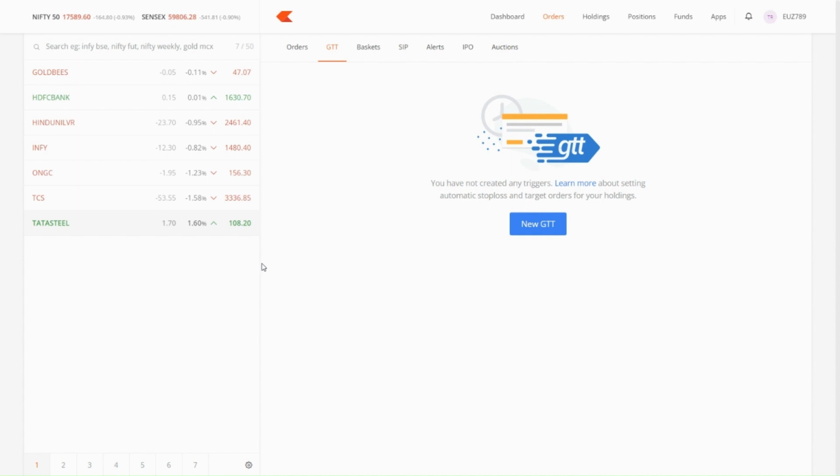To explain that, there are three types of GTT orders available. One is a buy GTT, another one is sell GTT, and another one is sell OCO. OCO is one cancels other order. All three orders we will be discussing now. For this, I am taking Tata Steel as an example.